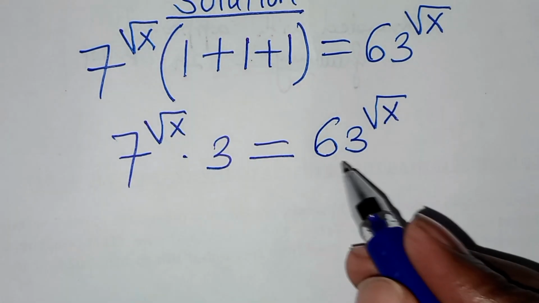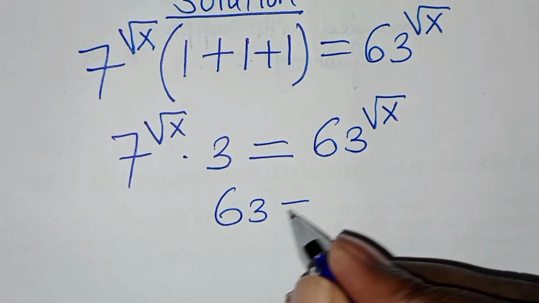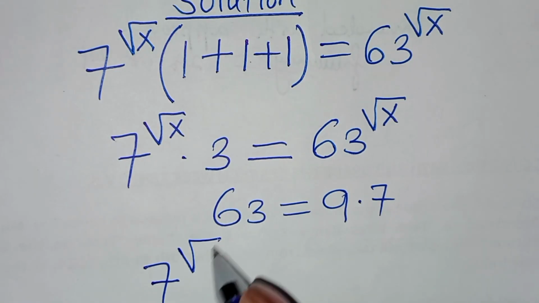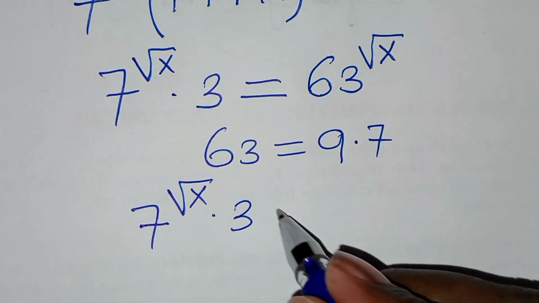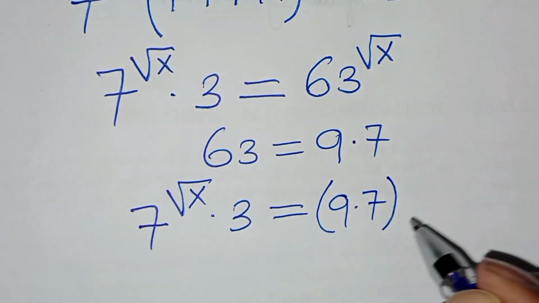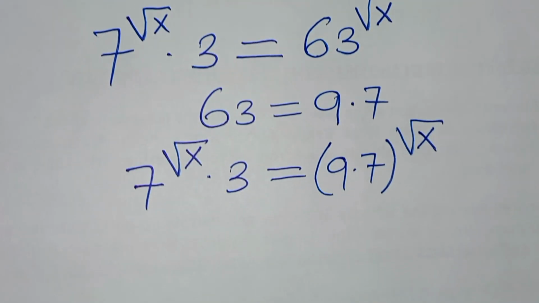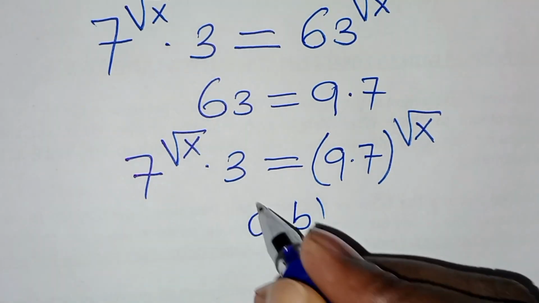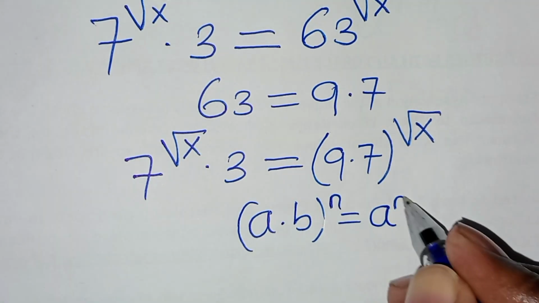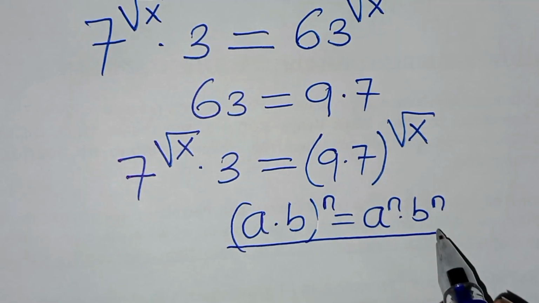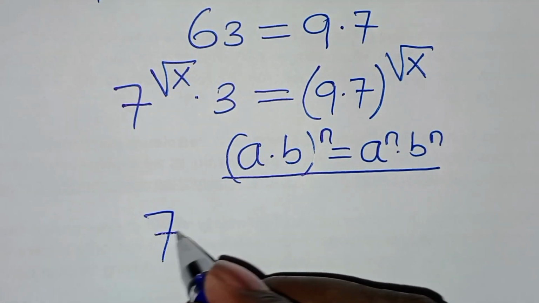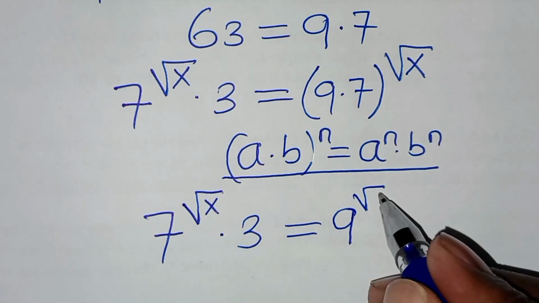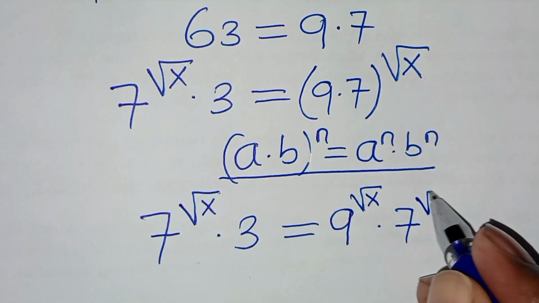The next step from here, we can express 63. This is the same thing as 9 times 7. So here we have 7 raised to the power square root of x times 3. This is equal to 9 times 7 raised to the power square root of x. Now, 9 times 7 raised to the power square root of x is in the form of a times b raised to the power n, which we can express as a to the power n times b to the power n. Applying this exponent property, then we'll have 7 raised to the power square root of x times 3. This is equal to 9 raised to the power square root of x times 7 raised to the power square root of x.